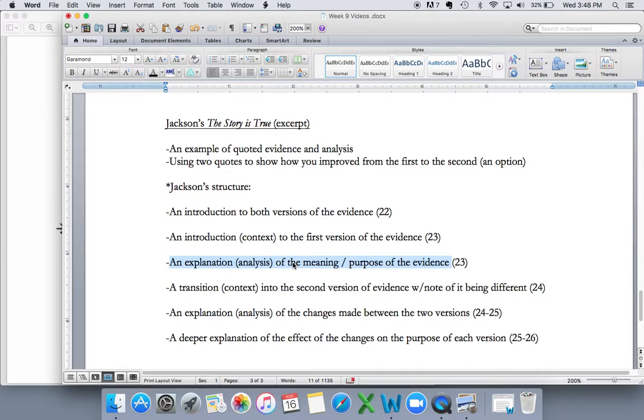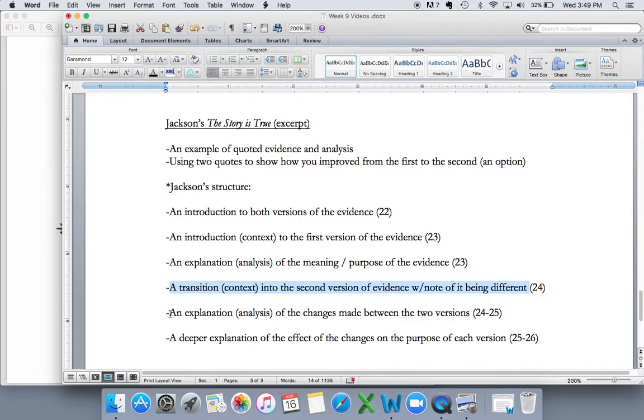and so on and so forth. After he's done that, he transitions, and in doing so sets a new context for the second version of the evidence, noting that it is different. He just points out that it's different. So that's part of telling the story too. Here's the next bit of evidence, here's the next story, and it is going to be different. In your case, it's going to be better than the first.